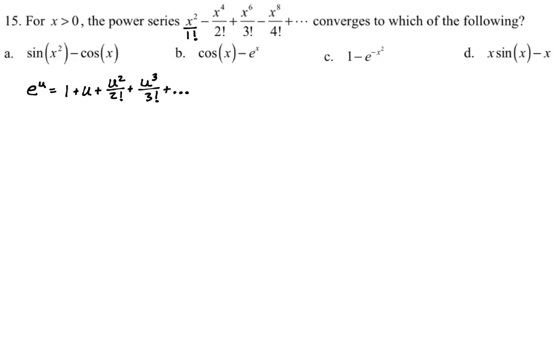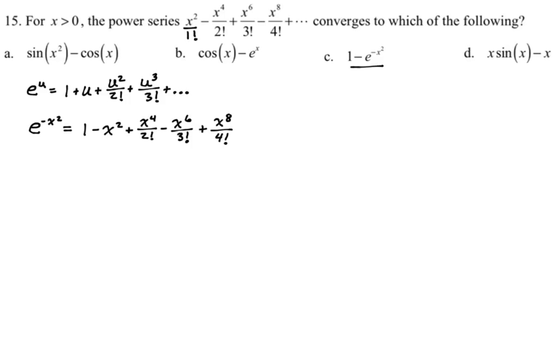And then looking at the answer choices, e to the x doesn't really make sense to me, but e to the negative x squared is in one of them. So let's substitute negative x squared for all the u's and see what we get. So e to the negative x squared would be 1 minus x squared plus x to the 4th over 2 factorial minus x to the 6th over 3 factorial plus x to the 8th over 4 factorial. This feels really similar to the series that we have, so let's keep investigating that answer choice.